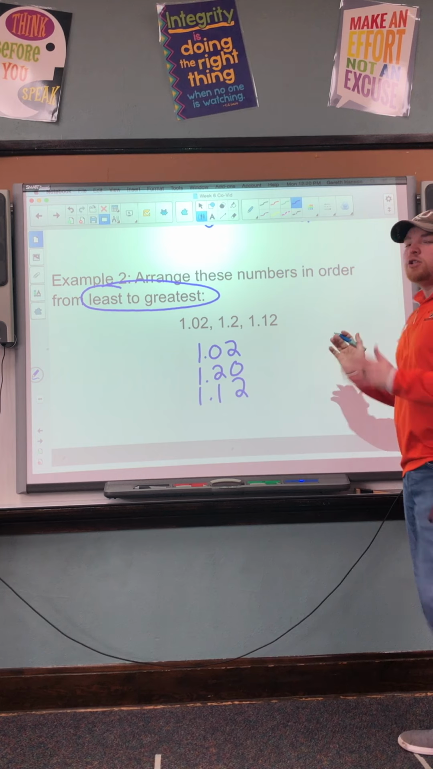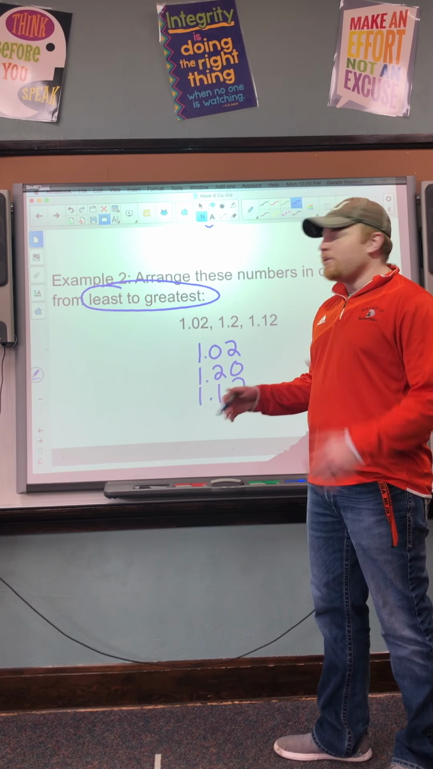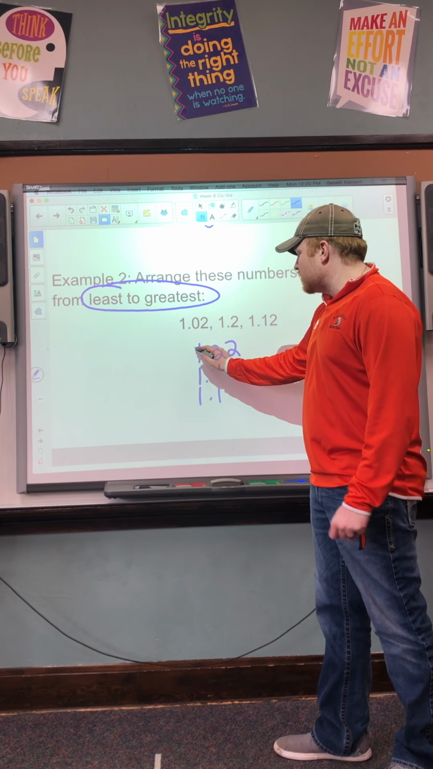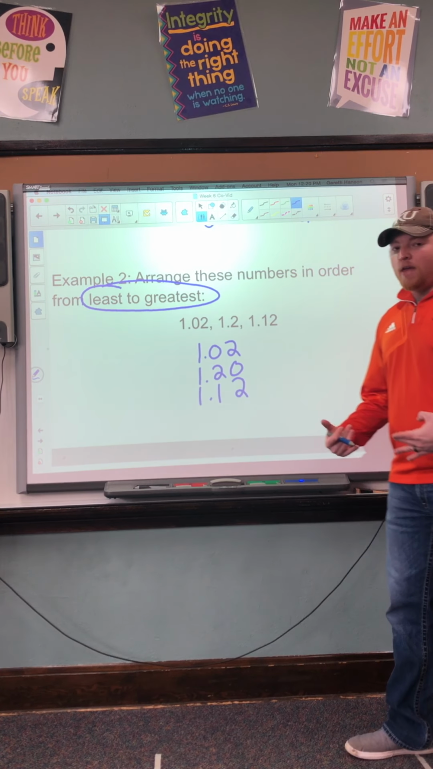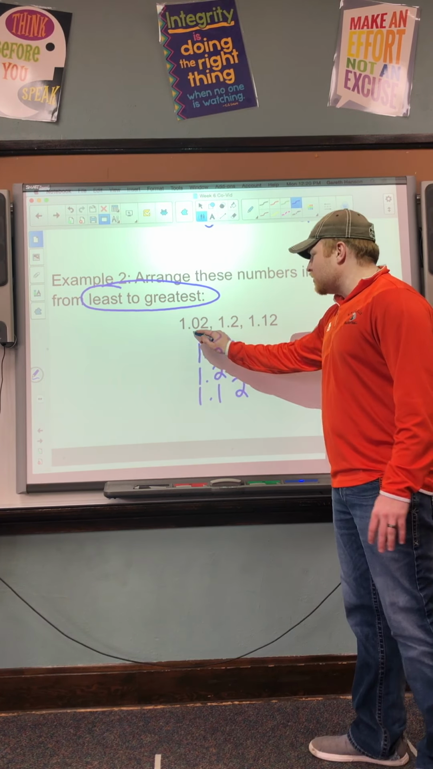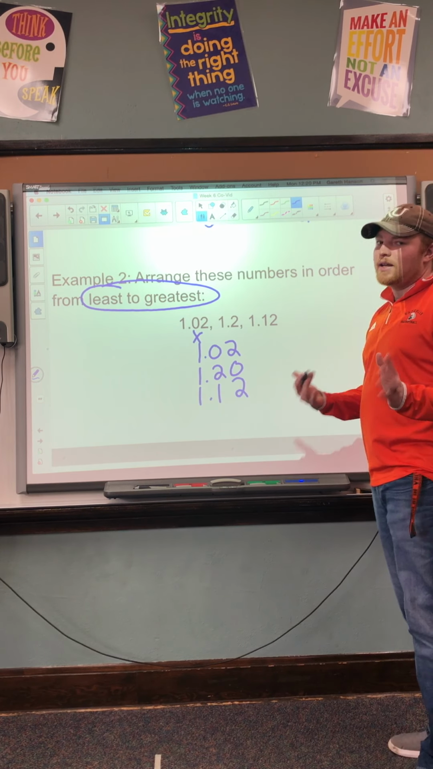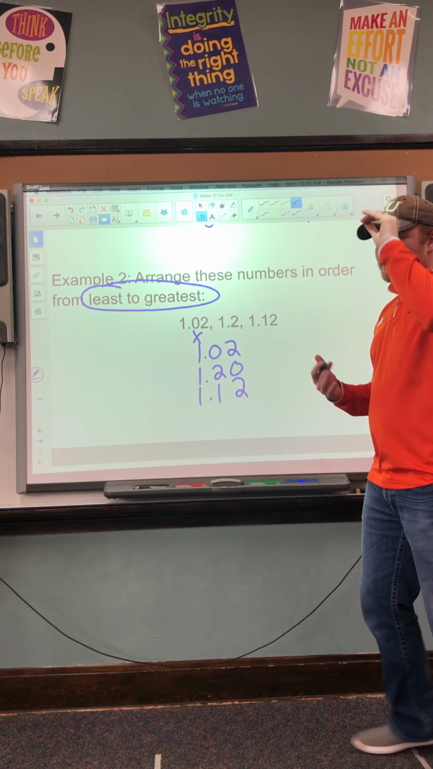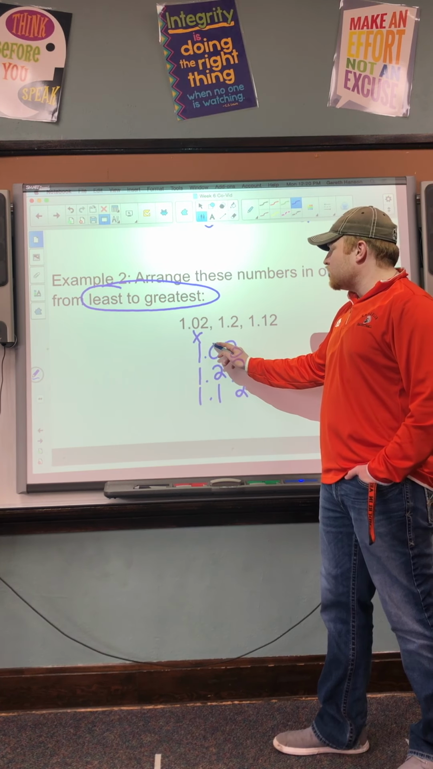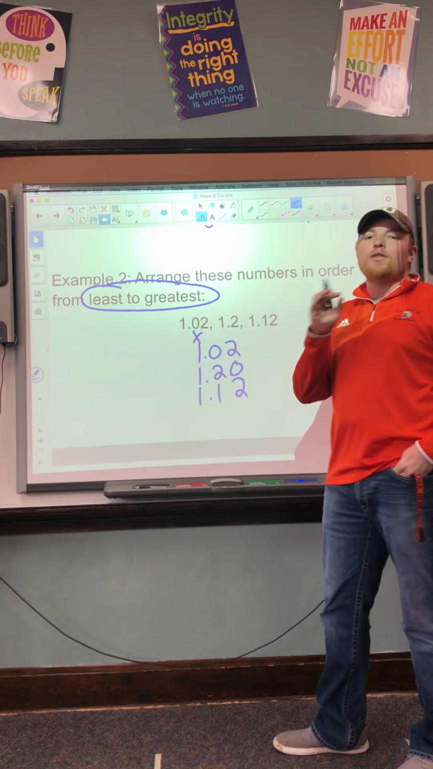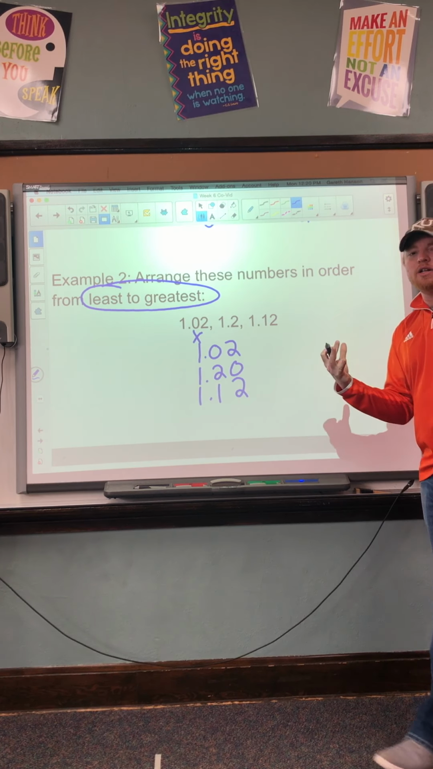Starting in the ones place, that's the greatest place value out of these three numbers. Are they all the same? They are. So that column's done. We can't choose which one's the least and greatest from there. So we go to the tenths place. Now all of these are different, so this is as far as you need to go.